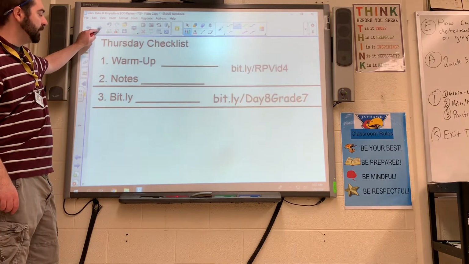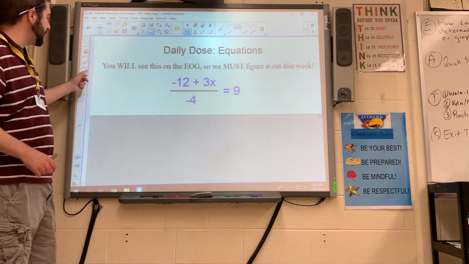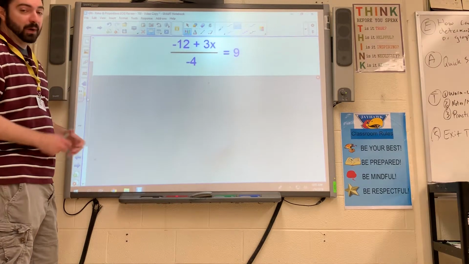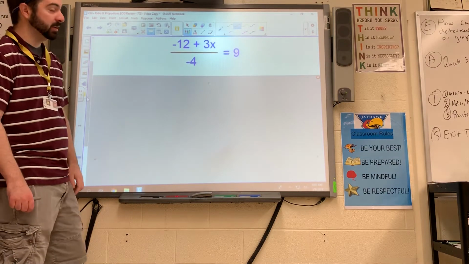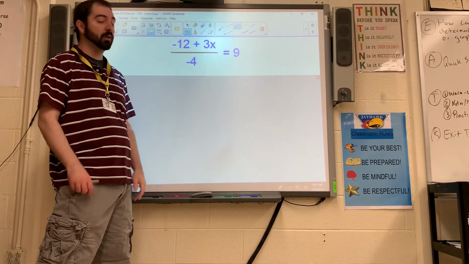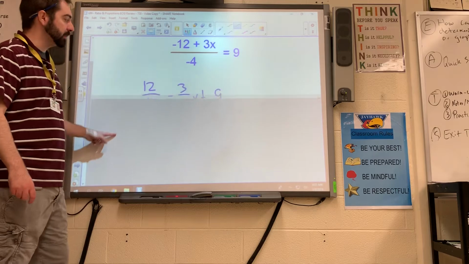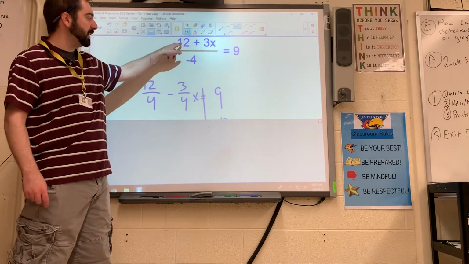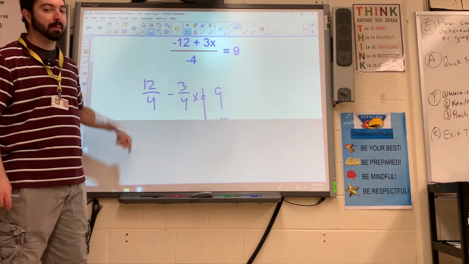All right, from there, daily dose of algebra. Again, we will definitely see something at the end of this month. Remember, break these apart, make these expressions a little easier to deal with. -12 plus 3 times x, all being divided by -4. First step, let's break it apart. So everything is going to be over there. The only thing you got to watch is -12 over -4 is actually a positive number.